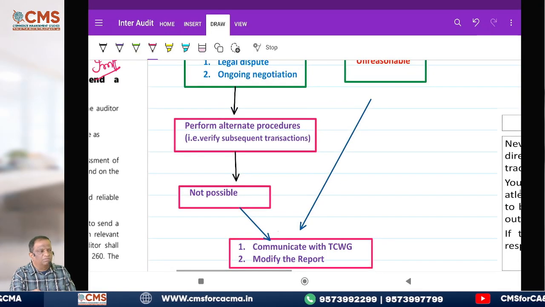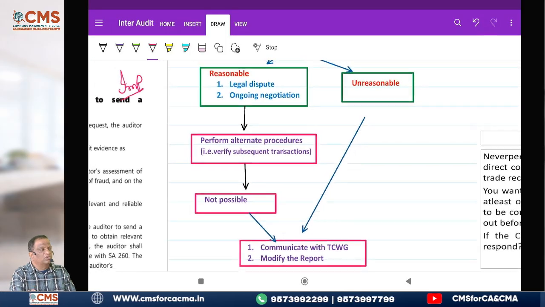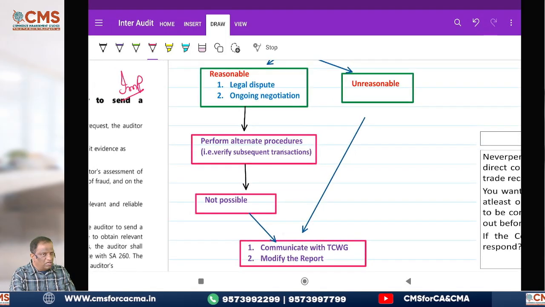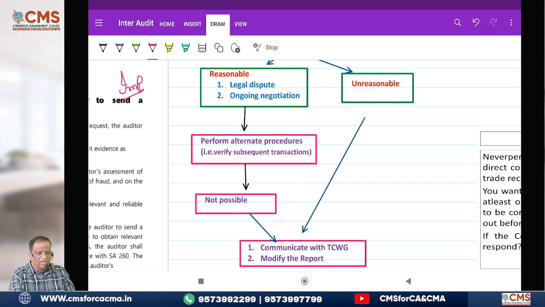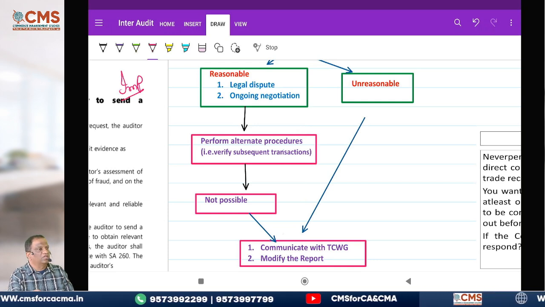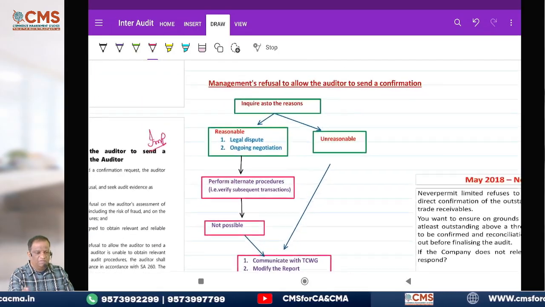If that is also not possible, then you are not bothered about the legal issues, because you have to do your duty. Then tell those charged with governance, I am not allowed. They are talking about legal issues. I understand, but this is a requirement. What do I do? Then modify the report. This is the sequence. So put it in a summary.